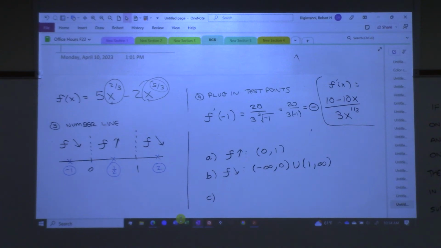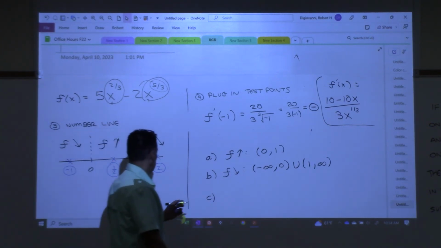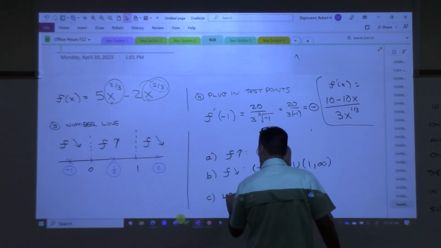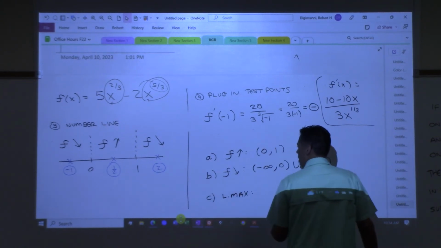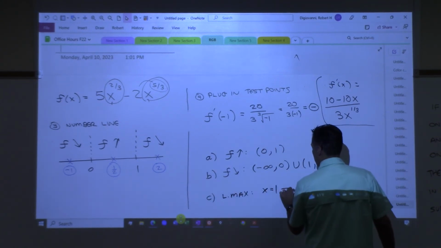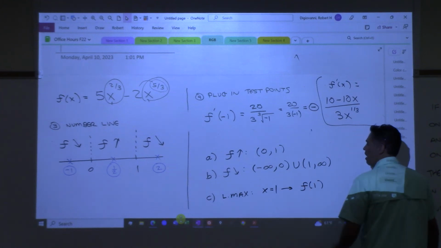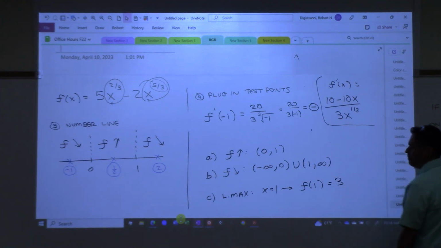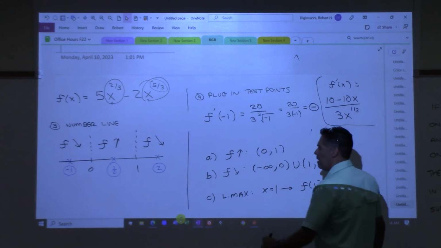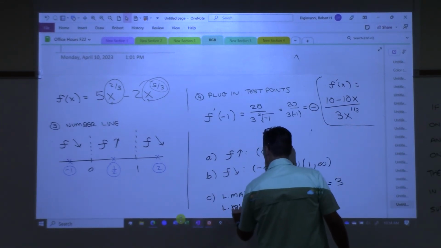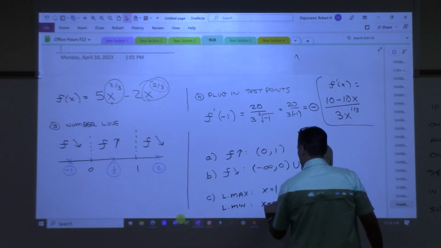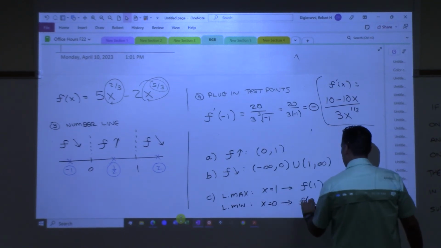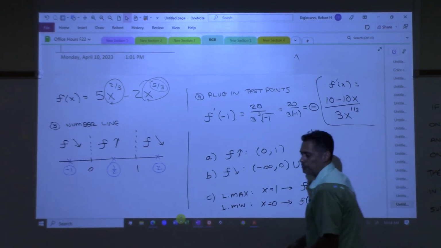And finally, local max, yes or no? Local max? Yes, where? When x is 1, which means if I plug 1 into the function, I should be able to get an answer, right? So if I plug 1 into that, I won't go through the work, you get 3, okay? And then local min is at x equals 0, so if I plug 0 into the original function, I get 0.